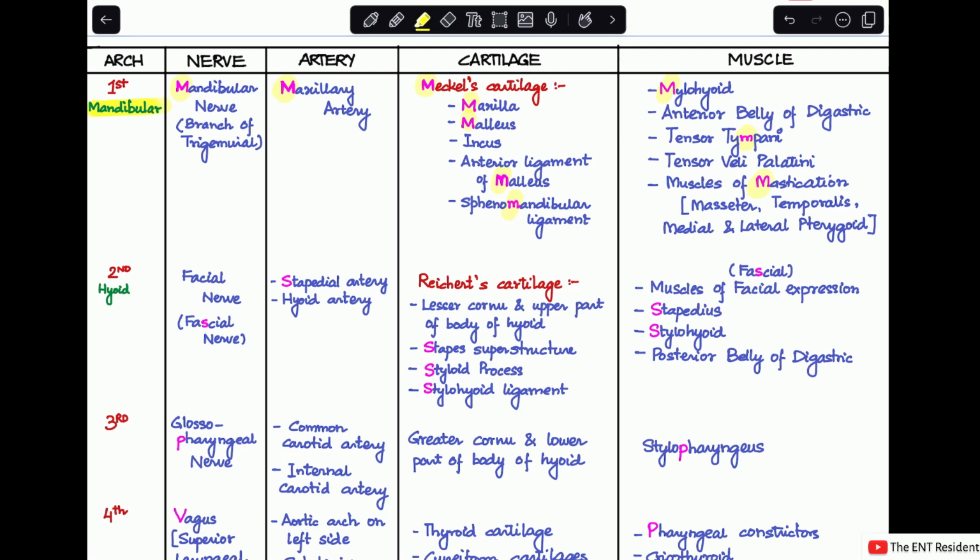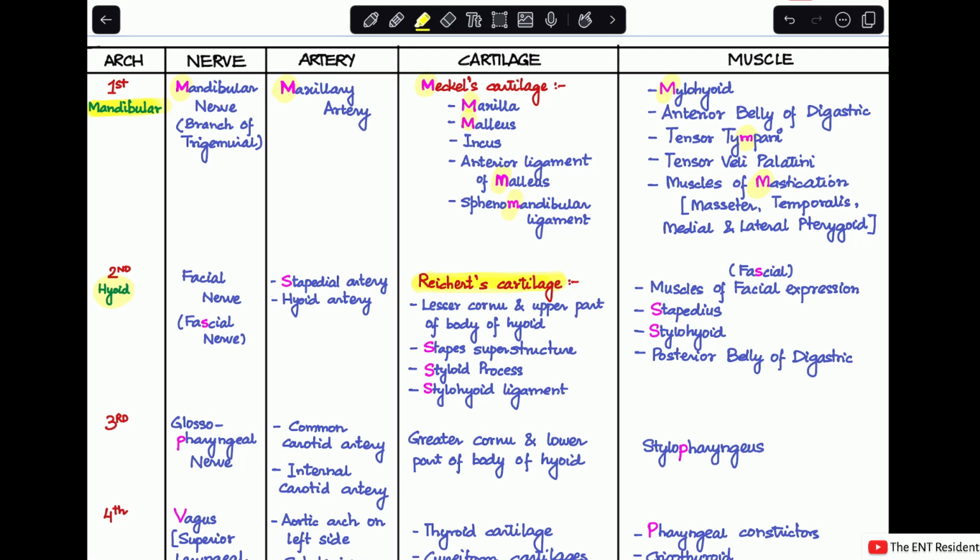Next, coming to the second arch. The second arch is also known as the hyoid arch, and the nerve of the second arch is the facial nerve. The artery of the second arch is the stapedial artery and the hyoid artery. And the cartilage is known as Reichert's cartilage. This cartilage leads to the formation of the lesser cornu and the upper part of the body of the hyoid, the stapes superstructure, the styloid process, and the stylohyoid ligament. And the muscles formed by the second arch are the muscles of facial expression, stapedius, stylohyoid, and posterior belly of digastric.